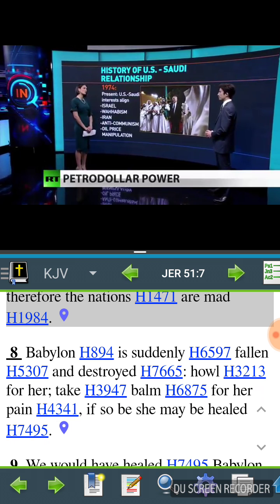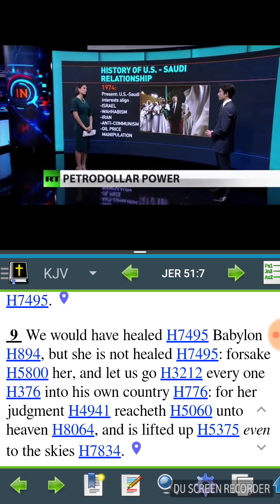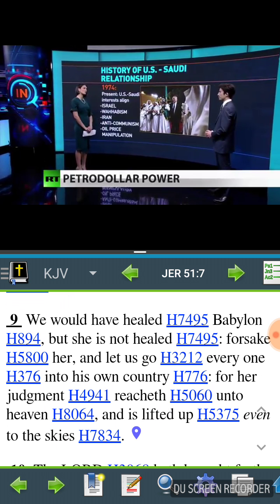It says, Babylon is suddenly fallen and destroyed. Howl for her. Take balm for her pain. If so be she may be healed. And she can be healed, man. Once these nations gather themselves around and start shooting off these missiles upon America, it's a done deal. Okay? See, verse 9 tells you that. We would have healed Babylon, but she is not healed. Forsake her, and let us go every one into our own country, for her judgment reacheth unto heaven, and is lifted up even to the skies.